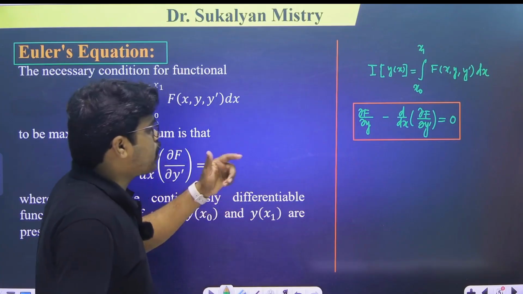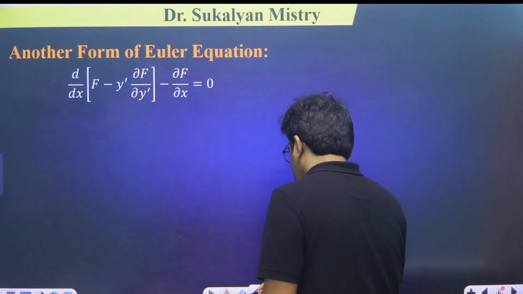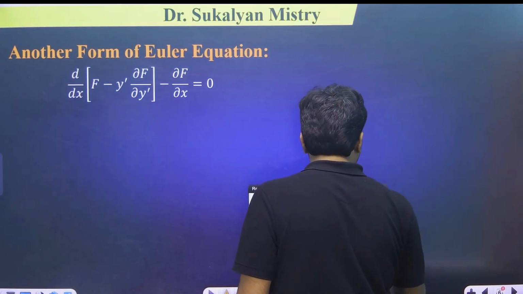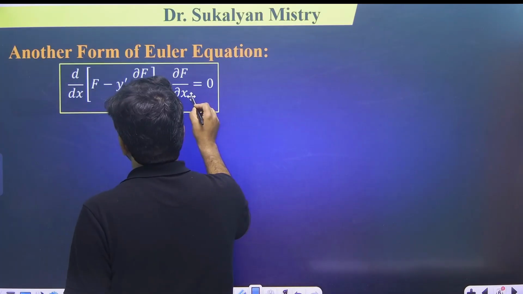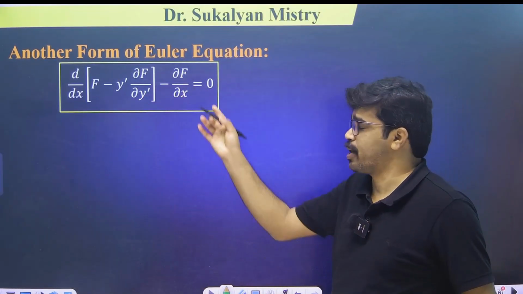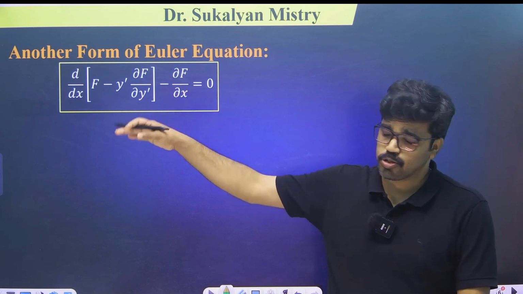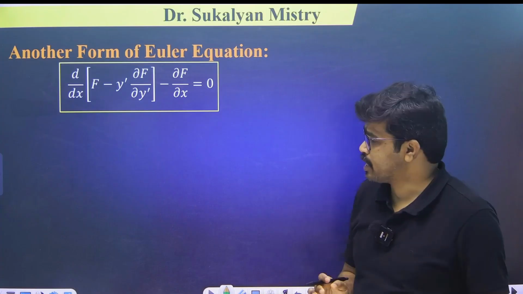And what is the alternative form of Euler's equation? This equation can also be written in this form: d/dx of (f minus y' ∂f/∂y') minus ∂f/∂x is equal to 0. So this is the alternative form of Euler's equation, right?